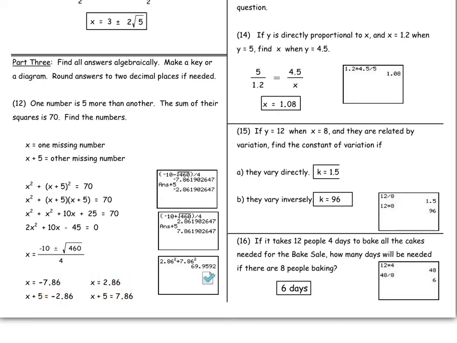positives have the same answers, so I checked over here, and 2.86 squared plus 7.86 squared came out to 69.9592, which is pretty close to 70 when you consider how much we rounded. Look how long the answers were, and we cut them off and made them only 2.86, 7.86.